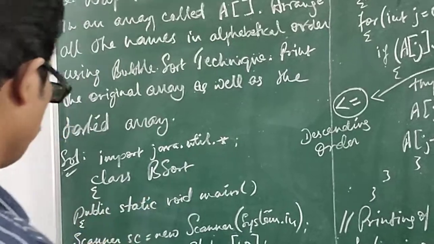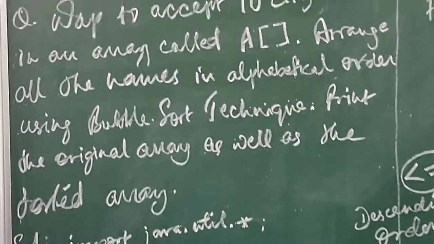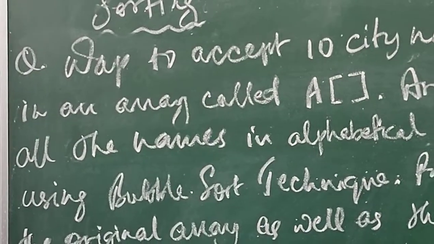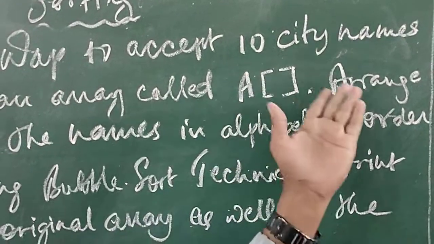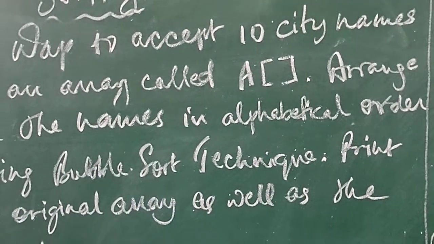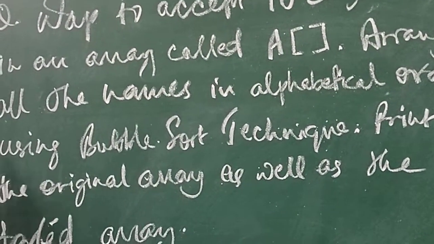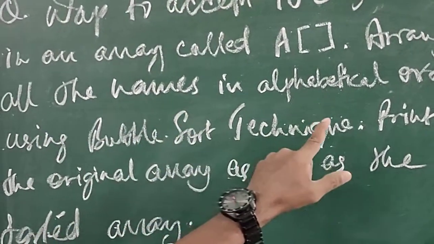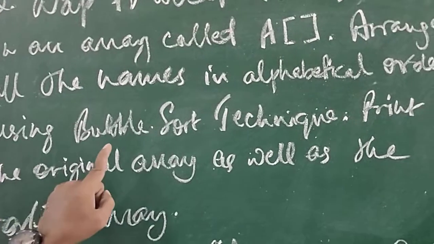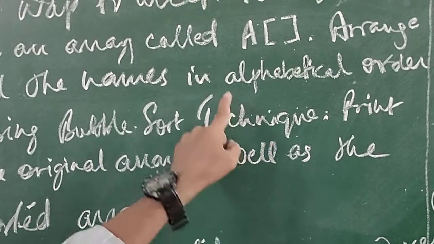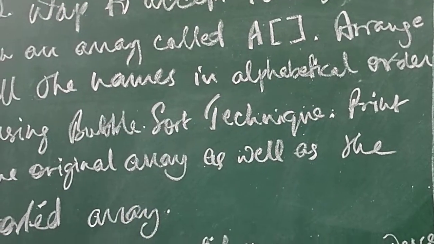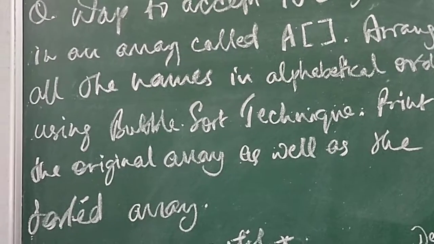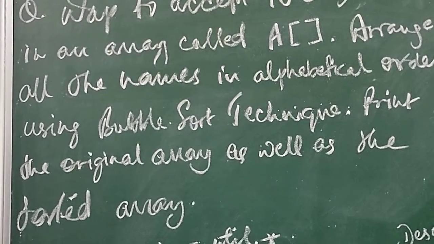The question is: write a program to accept 10 city names. This can be anything, it can be city names, student names, any names, in an array called A. Arrange all the names in alphabetical order using the bubble sort technique. Remember, alphabetical order means ascending order.